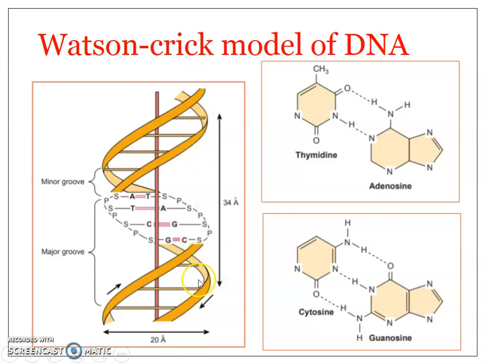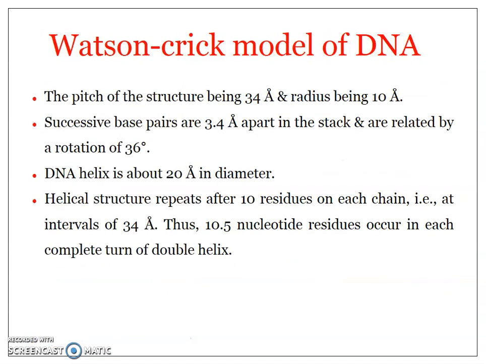That is 34 angstrom. So what could be the distance between adjacent base pairs? It is 34 divided by 10, that is 3.4 angstrom. So 10 base pairs are arranged in a single helix, and each is placed 3.4 angstrom apart. Fine. When it is in solution, it is not exactly 10 residues, it is 10.5 residues that occur in a single turn of the double helix.